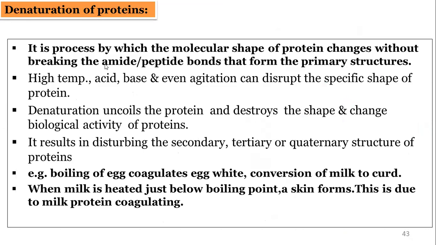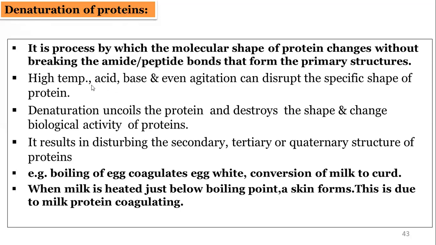What is meant by denaturation of proteins, or explain denaturation of proteins, or write any 2 examples of denaturation of proteins. Denaturation means the shape of the protein changes, in which the molecular shape of the protein changes without breaking the amide linkage or peptide bonds. The shape of the protein will be changed, but the polypeptide chain is not broken. This process is called denaturation of proteins.